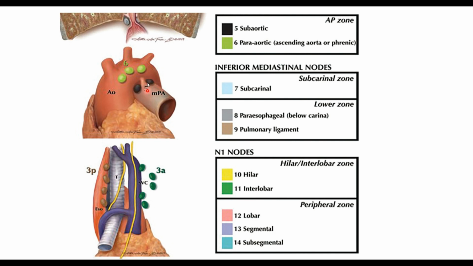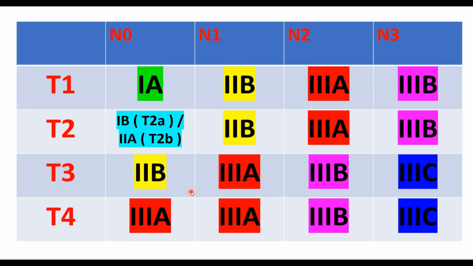So stations 5 and 6 warrant special mention because they are in unique locations. Station 5 being subaortic and station 6 is paraaortic lymph nodes. So these are the prevascular and the retrotracheal lymph nodes that we saw earlier.